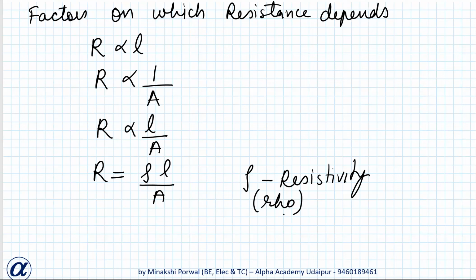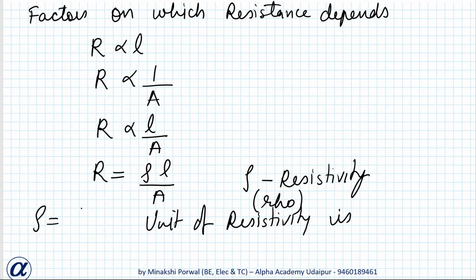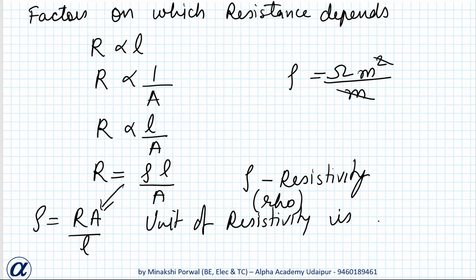Now unit of resistivity: how we'll derive the unit from this formula only. Rho equals RA upon L. When I rearrange this formula, I'll get this. Unit of R is ohm. Unit of area is meter square. And unit of length is meter. So when I cancel this, it is ohm meter. So unit of resistivity is ohm meter. And in symbolic way, it's written this way.